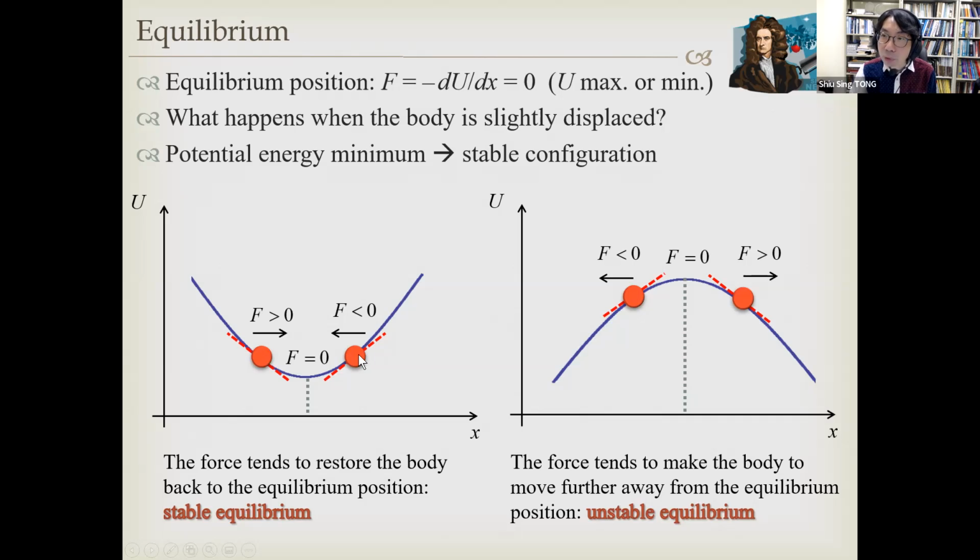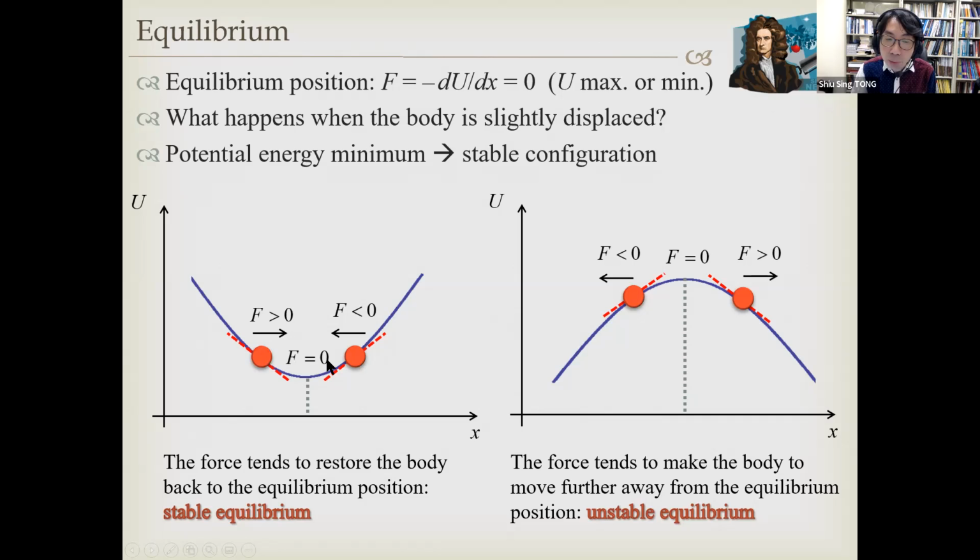The force will then tend to move the object back to its equilibrium position. So when we slightly displace the object to the right, the force acting on the object will tend to move it back. And similarly, if we move the object to the left, if we draw a tangent, this force is the negative of the slope of this tangent, and that means the force is to the right, right? And so the object will also have a tendency of going back to the equilibrium position.